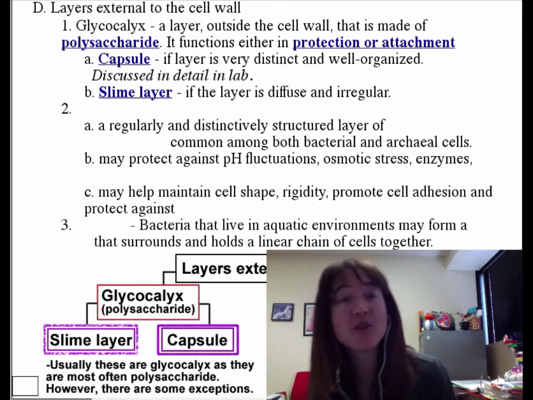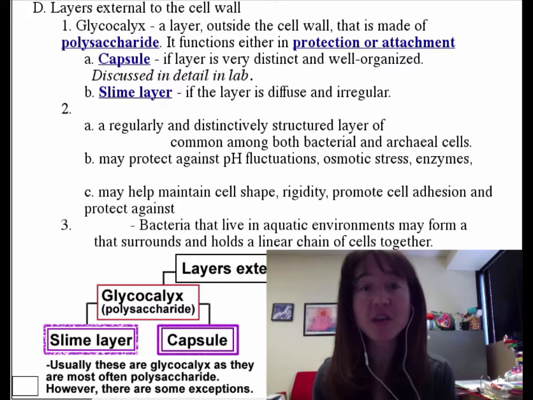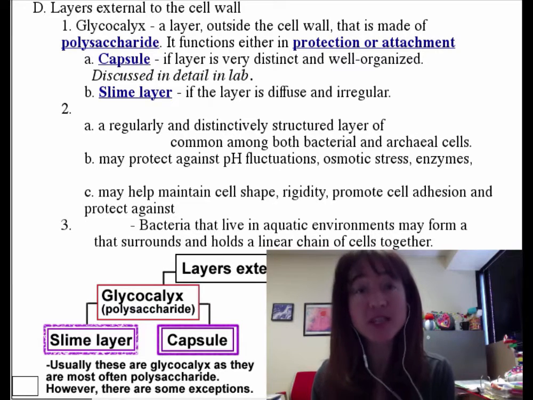Slime layers can have some of those same effects. It can also prevent hydrophobic toxins from getting in. Thomas will be interested to note that it can also protect from viruses binding, adhering, and being able to inject their nucleic acid. So there's a lot of protection afforded by capsules and slime layers.